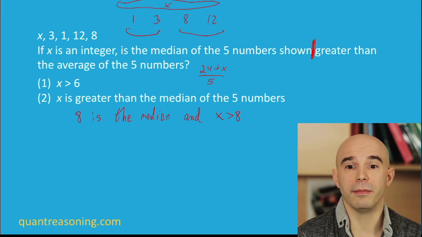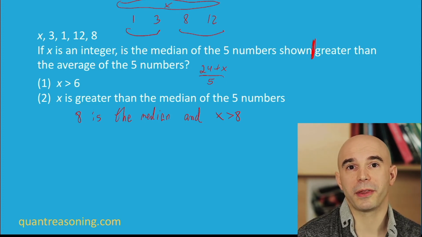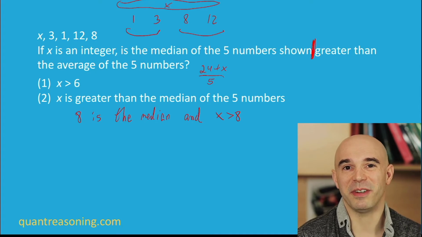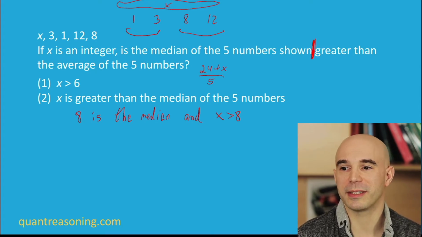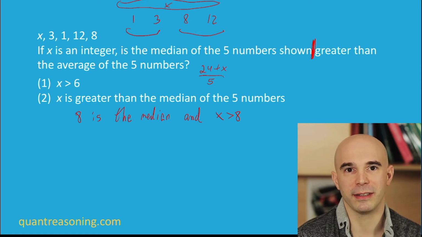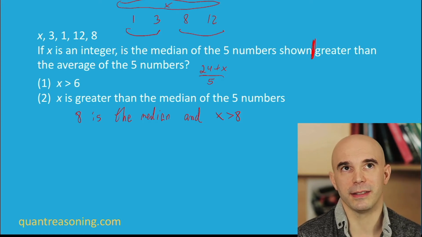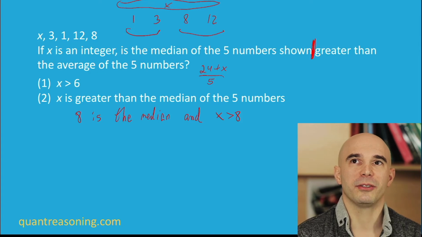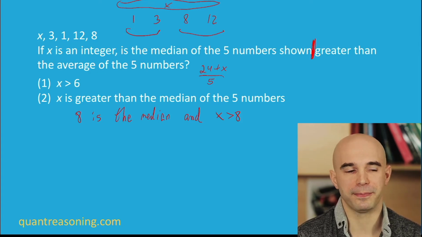And if x is not the median, then the median must be either 3 or 8. But the only way that the median would be 3 is if x is less than or equal to 3. But we were told x is greater than the median, so the median isn't 3 and it isn't x, so what's the median? It's 8. And we were told that x is greater than the median, therefore x is greater than 8. So that's the whole chain of inferences that got us here for statement 2.